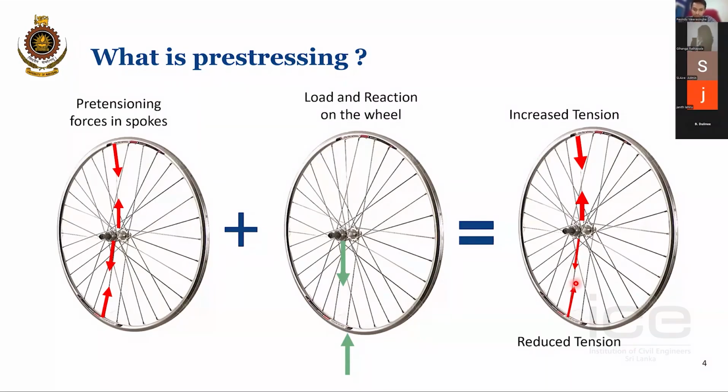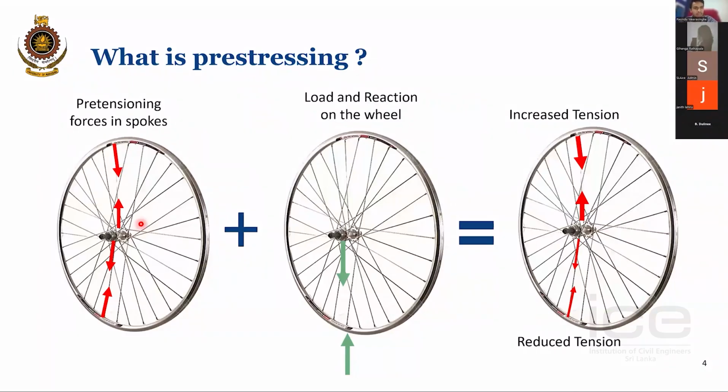So because of this pre-stress, you could use a very thin element like a spoke wire, which cannot carry any compression. It can only carry tension. So even though you apply a compressive force due to the weight, finally it is under tension, both the top part and the bottom part. So the wheel is in full tension, and that happened because of this pre-tensioning force in the spokes.